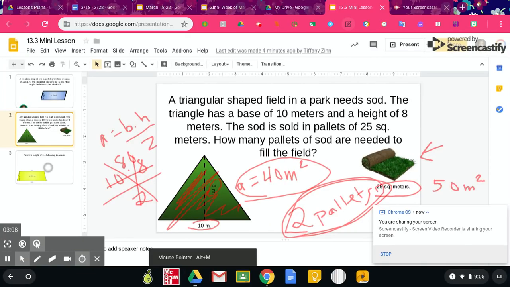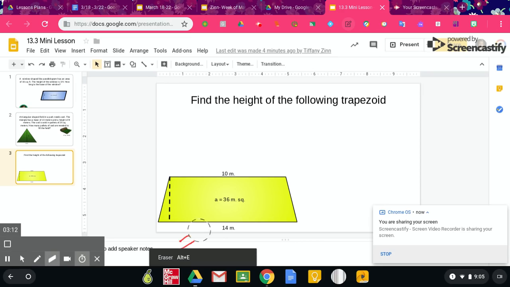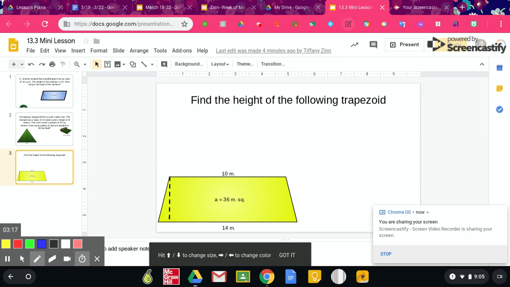And the last one. Hang on, sorry. Okay, find the height of the following trapezoid.